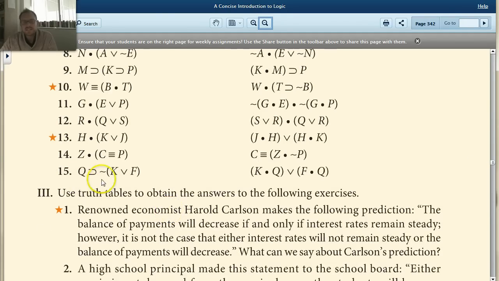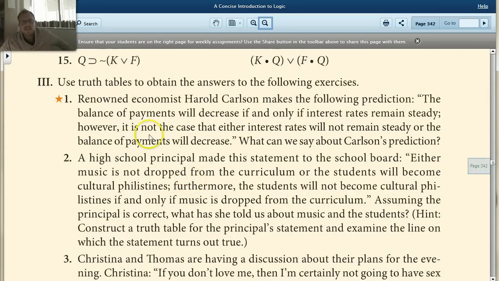Okay, now here you can see that they have the same number of unique variables, but they have more variables here. And then finally, it's going to ask you to use truth tables to answer the following exercises. Here's what you got. Renowned economist Harold Carlson makes the following prediction. The balance of payments will decrease if and only if interest rates remain steady. However, it is not the case that either interest rates will not remain steady or the balance of payments will decrease. What can we say about Carlson's prediction?